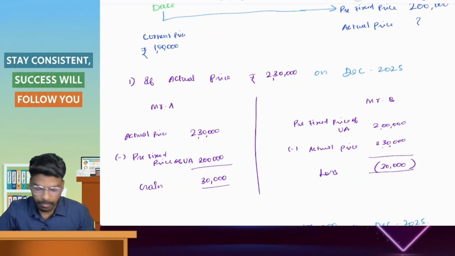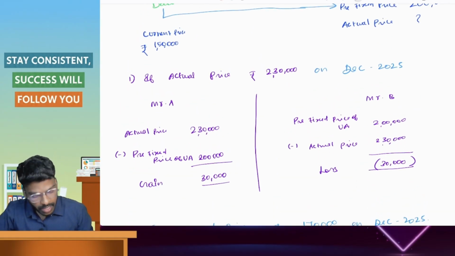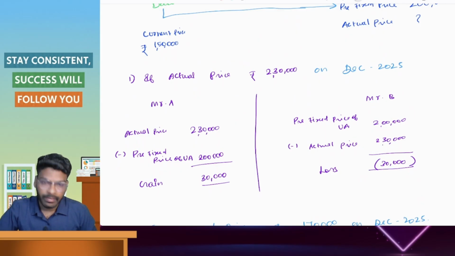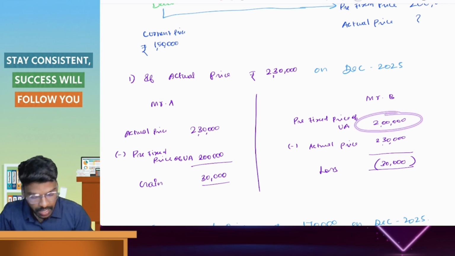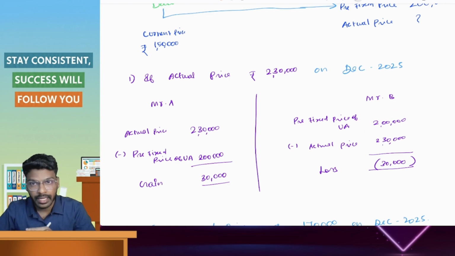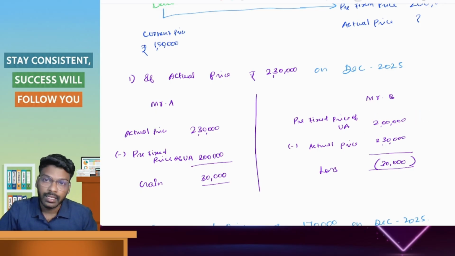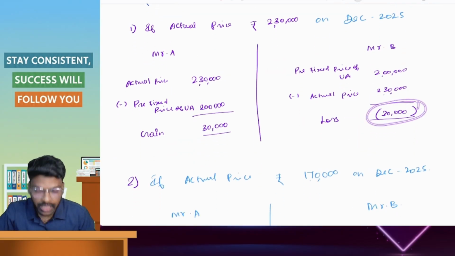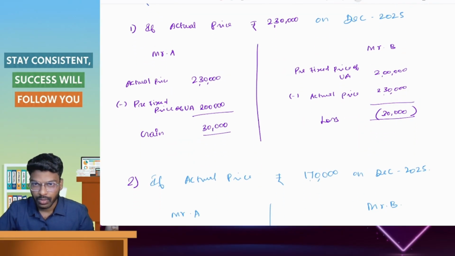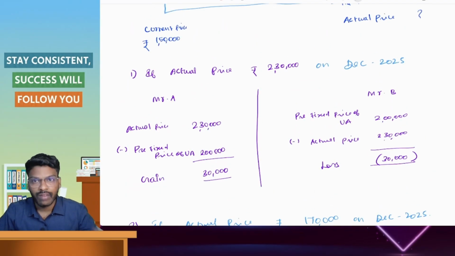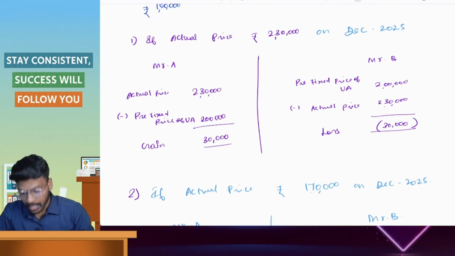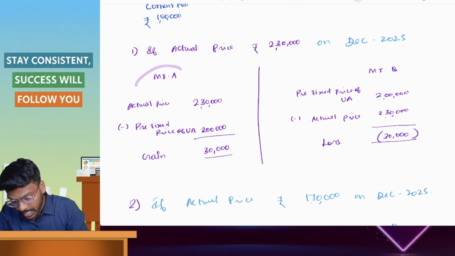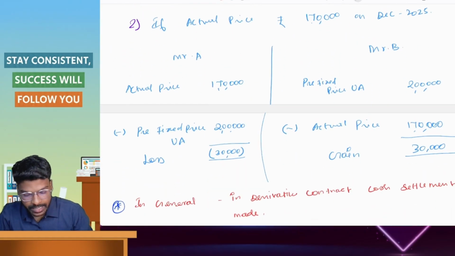In the case of Mr. B, he will purchase the shares for 2,30,000. Then he will sell the shares to Mr. A and will get the amount of 2 lakh. So 2 lakh minus 2,30,000 will give a loss of 30,000 for Mr. B. That is the expectation. In this case, both parties will not know what will happen in future, but in this scenario, Mr. A got a gain. I will take a second scenario.